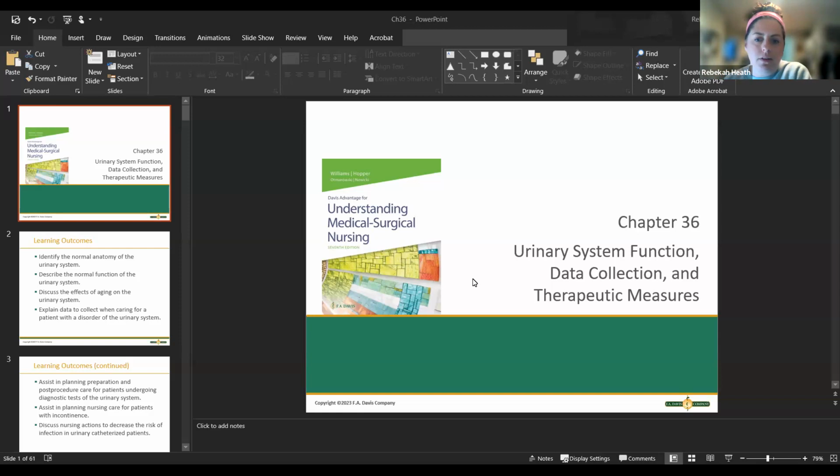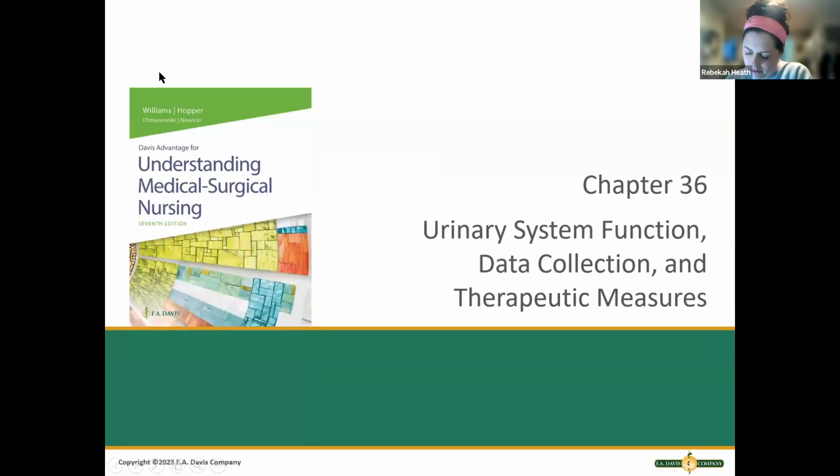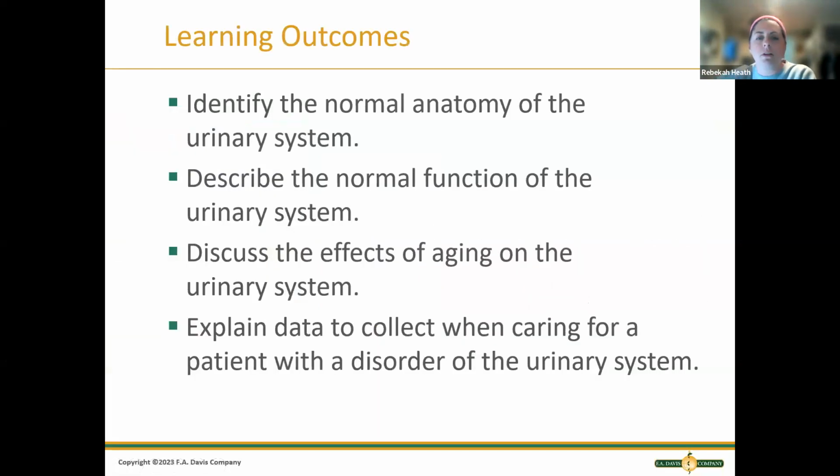So we have the urinary system. Let's see, I think we can present from here. Yeah, oh, okay, we did it. Look at that.